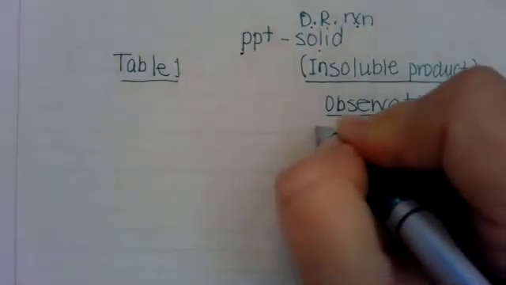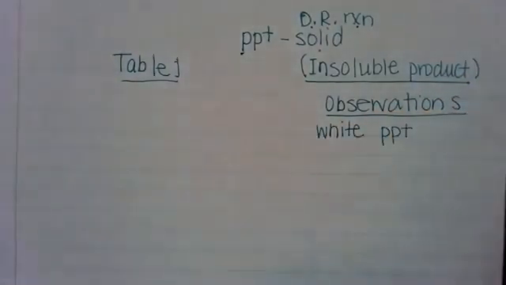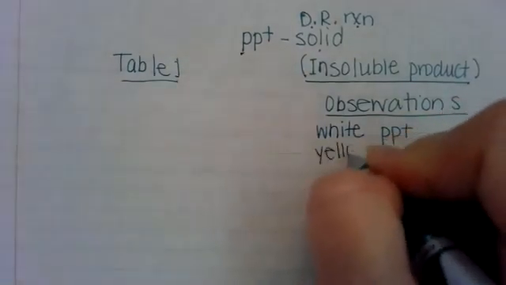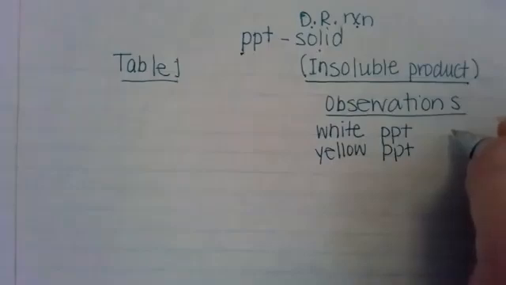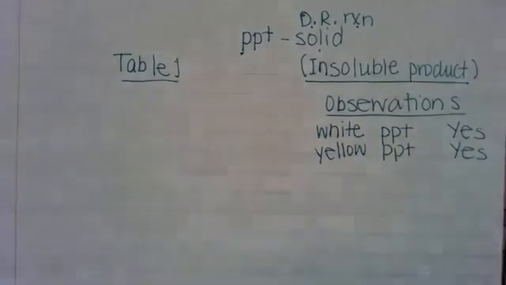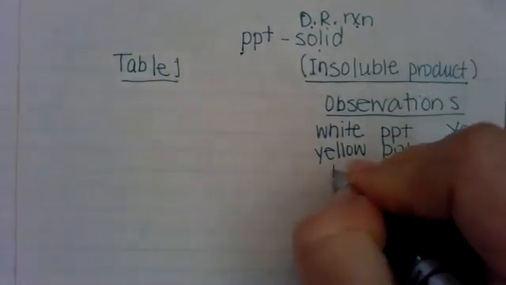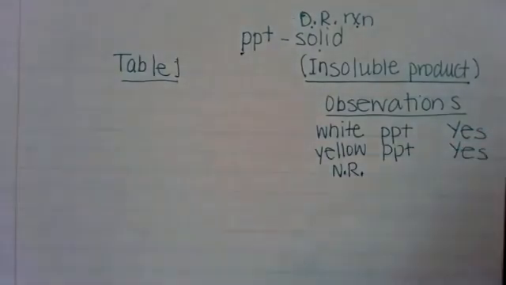I want you to also include what the color of the PPT is. So if it's a white precipitate, you write white. If it's yellow, you write yellow PPT. And then further on the table, it's going to ask you, does the reaction occur or not? Well, if there is a precipitate, yes, it did occur. If no precipitate occurred, you can use the letters NR, which stands for no reaction, and then you would just put a no.